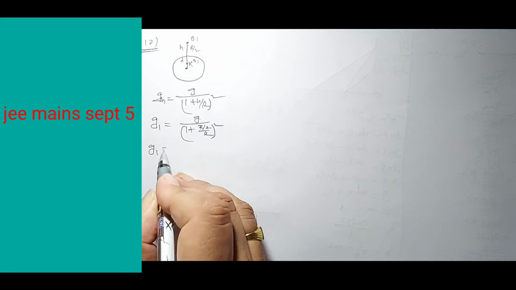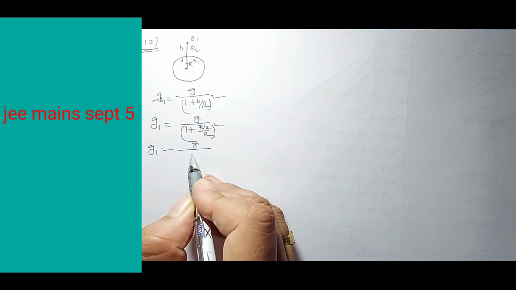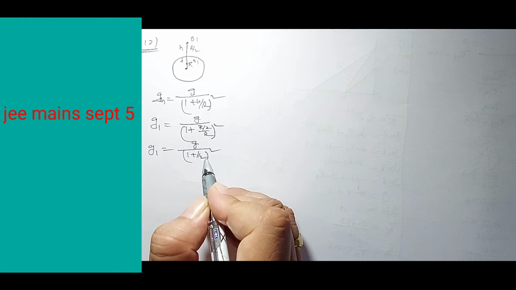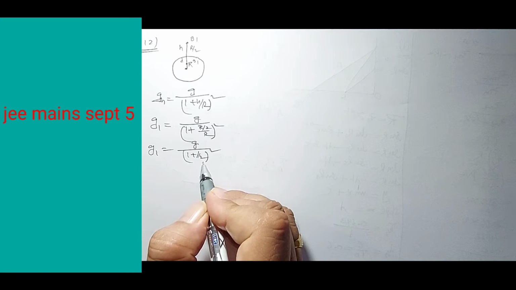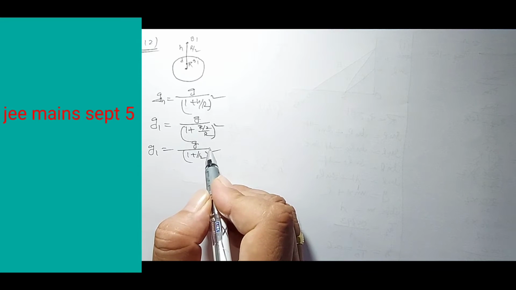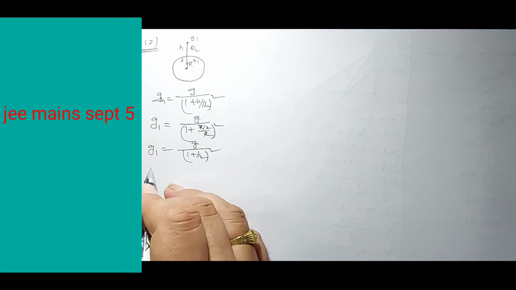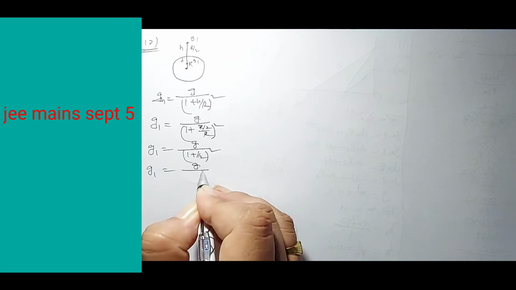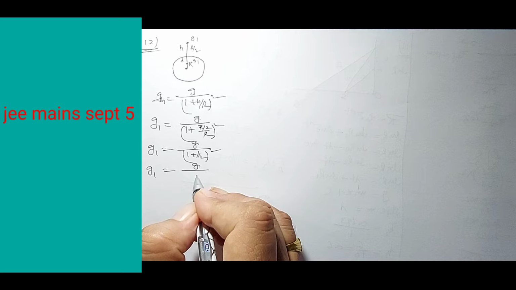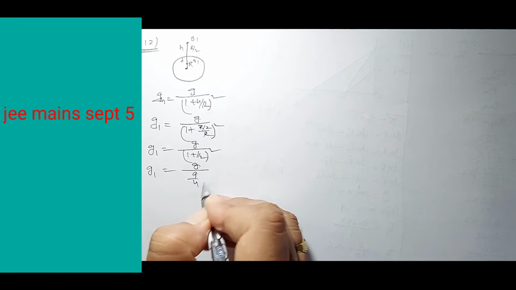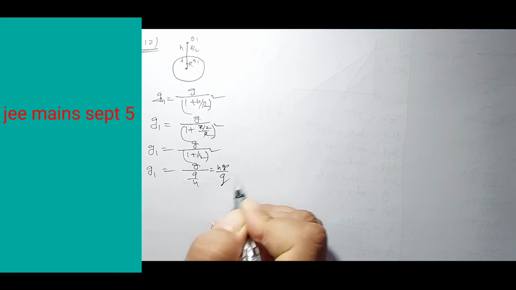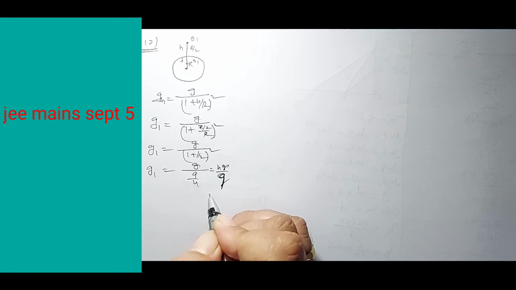So now g1 is equal to g by (1 plus 1 by 2) whole square. Here R cancels. g1 is equal to g by (1 plus 1 by 2) whole square, which is (3 by 2) whole square, that means 9 by 4. That is equal to 4g by 9.